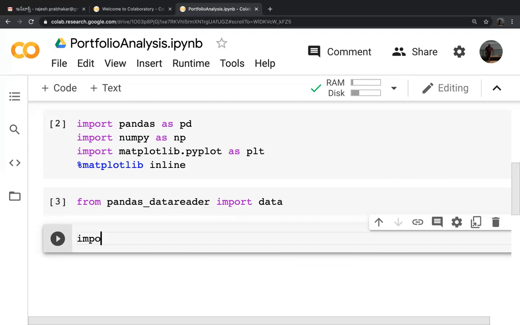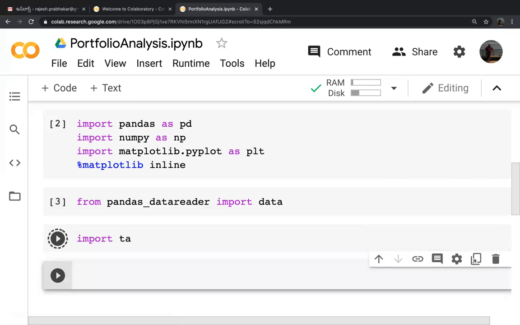And also import the newly installed package TA.